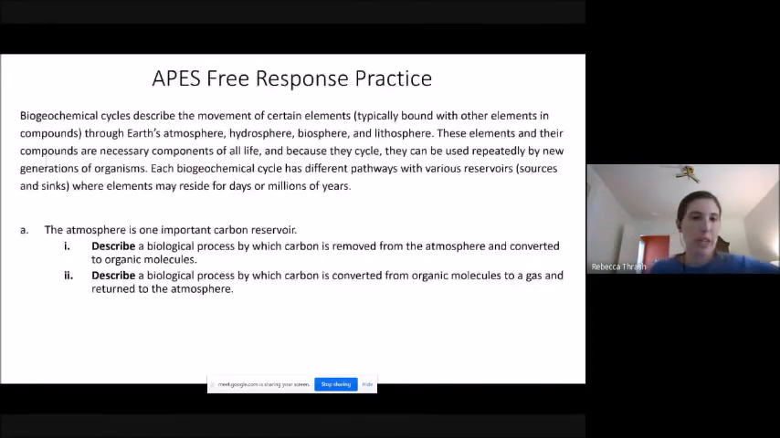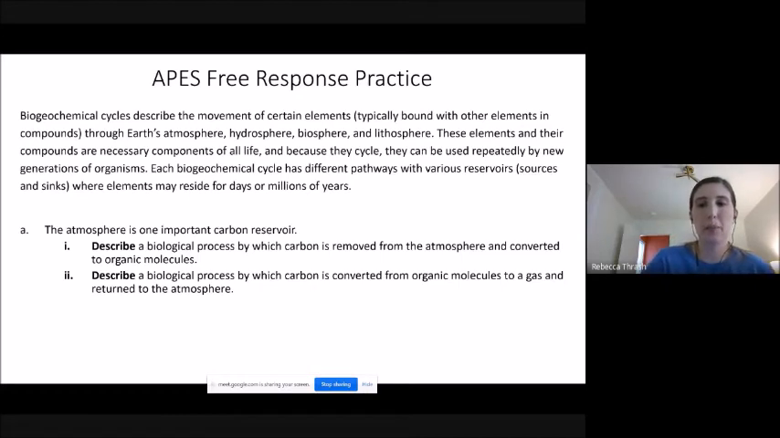Okay, so I do have a free response question here. This one is really good because it covers a lot of aspects of what we just talked about with biogeochemical cycles, and it's also a good review of what College Board wants you to do with the information, so those task verbs. So we know biogeochemical cycles describe the movement of certain elements through Earth's atmosphere, hydrosphere, biosphere, and lithosphere. These elements and their compounds are necessary components of all life, and because they cycle, they can be used repeatedly by new generations of organisms. Each biogeochemical cycle has different pathways with various reservoirs where elements may reside for days or millions of years.